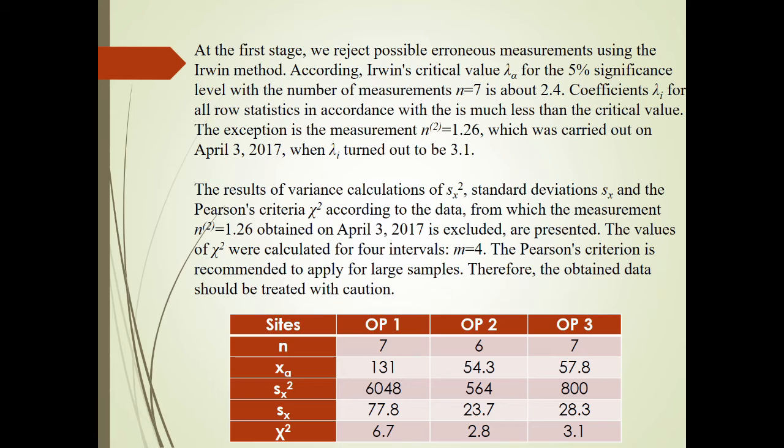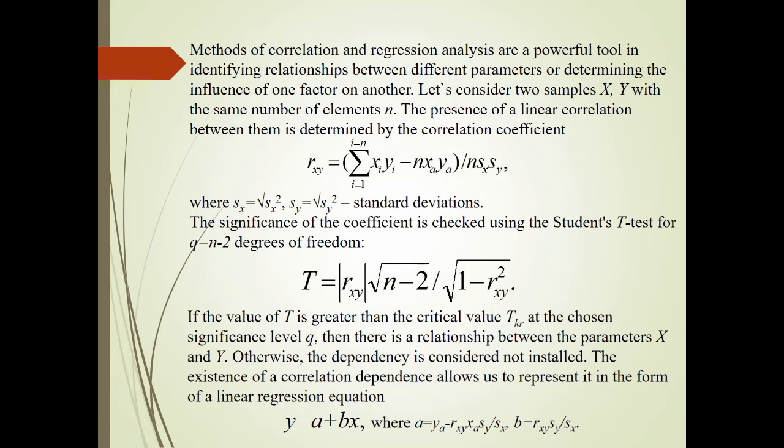The results of variance calculations, standard deviations Sx and the Pearson's criteria, according to the data from which the measurement n_2 equals 1.26 obtained on April 3, 2017 is excluded, are presented. The values were calculated for 4 intervals, m equals 4. The Pearson's criterion is recommended to apply for large samples. Therefore, the obtained data should be treated with caution.